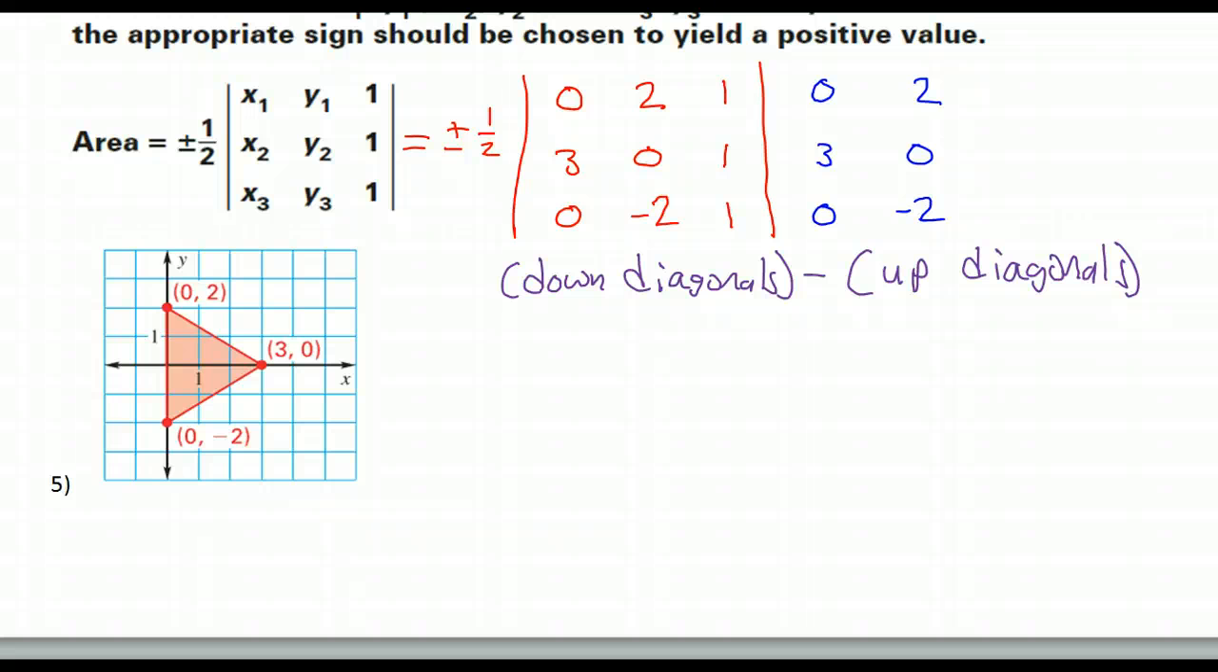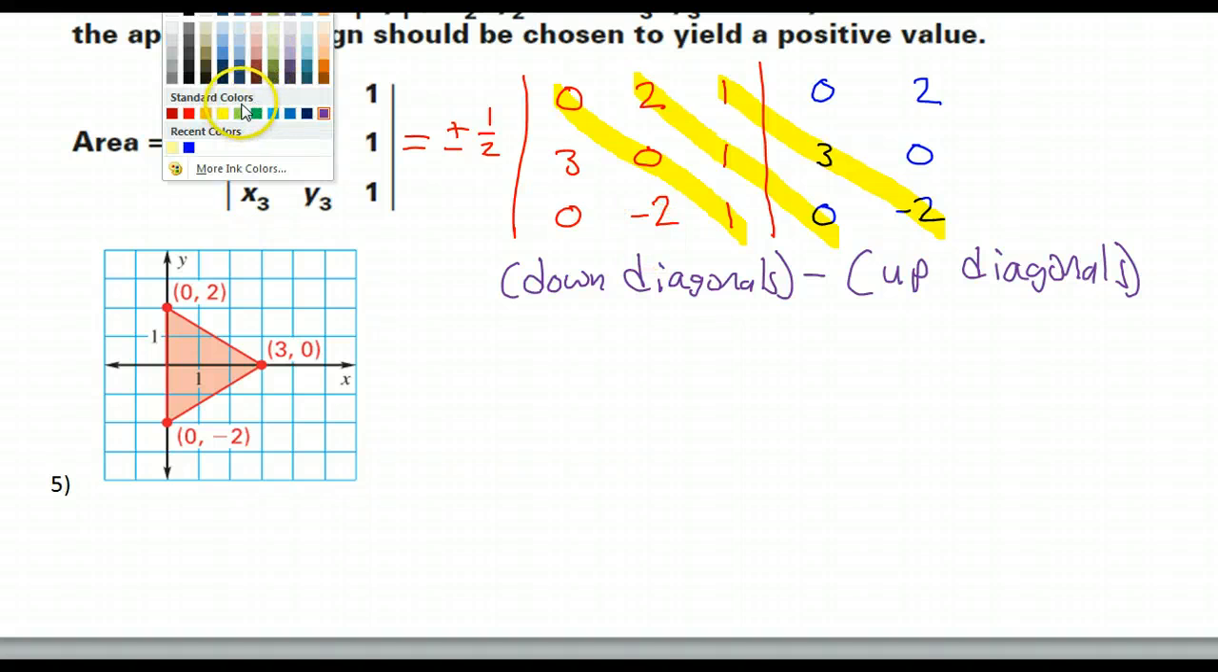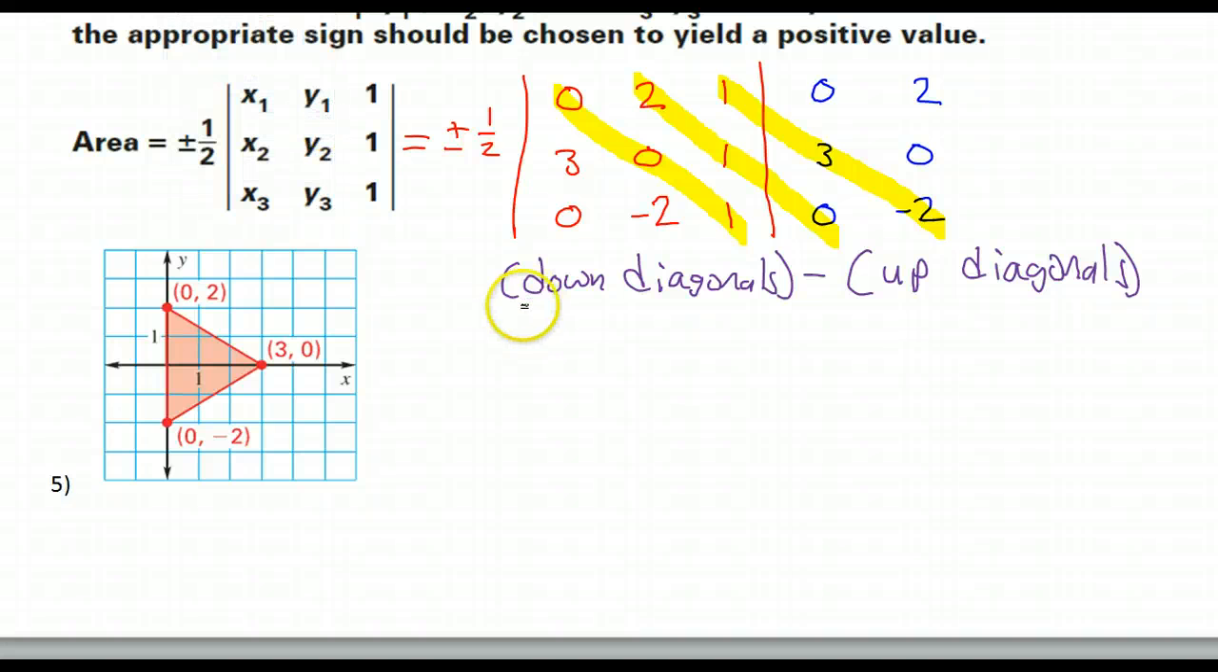So here's what I mean by that. Starting from here, here's one down diagonal. Here's another, and here's a third. Those are my 3 down diagonals. Let's go ahead and get that out of the way first. So we're doing down diagonals minus up diagonals.